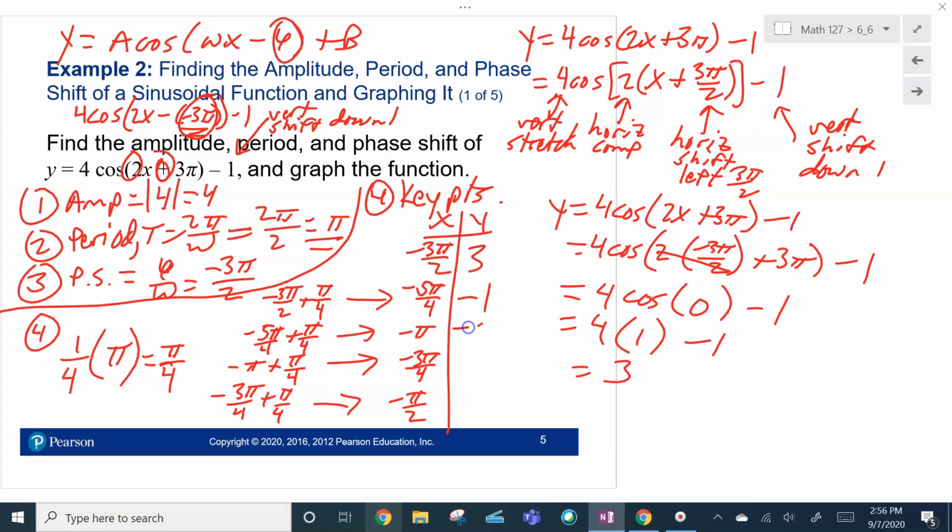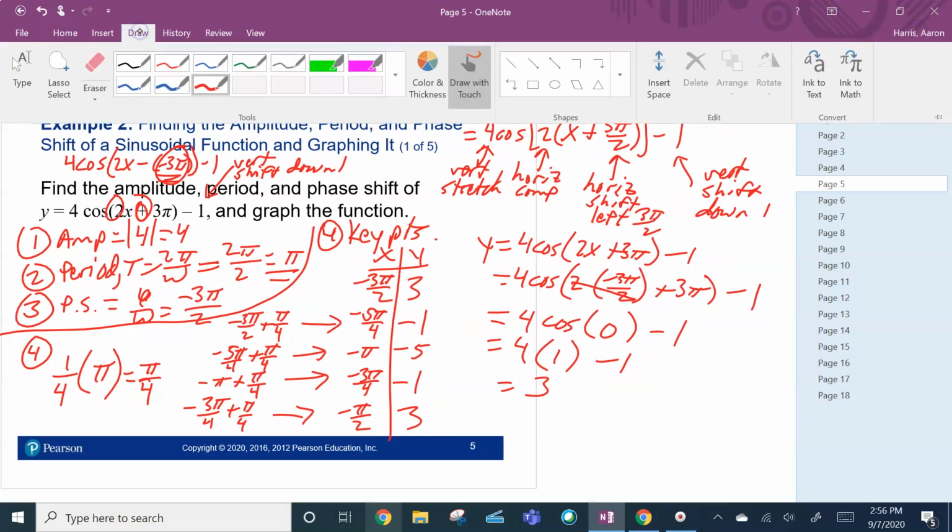You can plug them in. That one will end up being negative 5. That one will end up being negative 1. And then you'll end up with 3 right there. And then we can plot those.